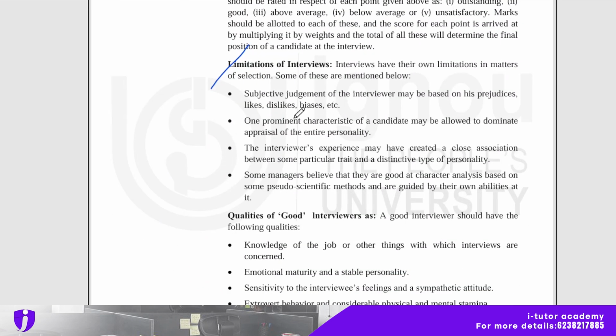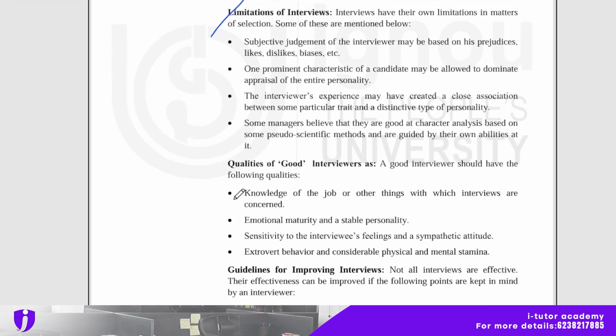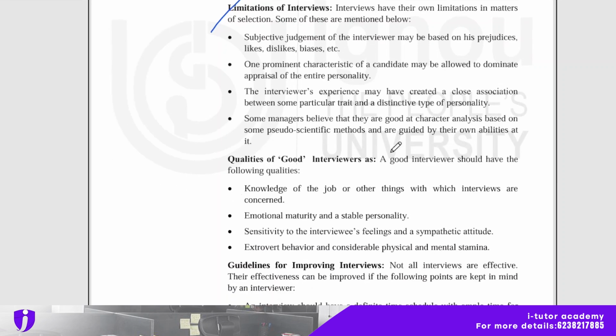Subjective judgment of the interviewer may be based on his prejudices, likes, dislikes, biases, etc. One prominent characteristic of a candidate may be allowed to dominate the appraisal of the entire personality. The interviewer's experience may have created a close association between some particular trait and a distinctive type of personality. Some managers believe that they are good at character analysis based on some pseudo-scientific method and are guided by their own ability at it.